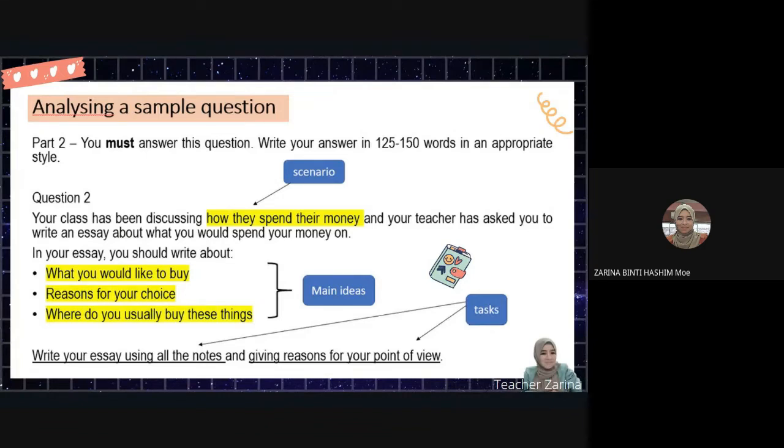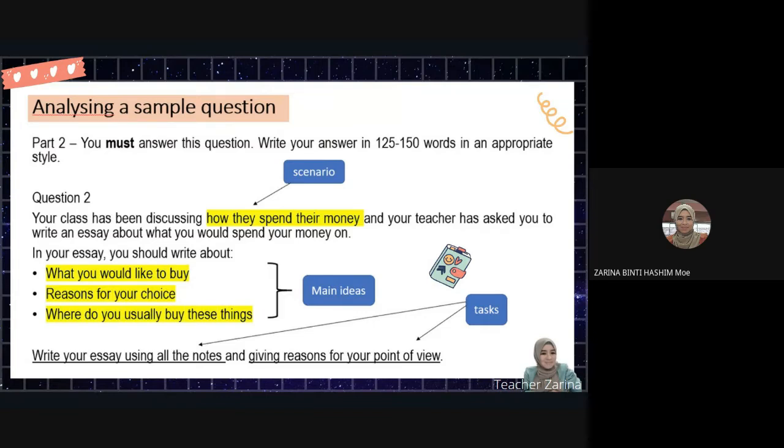Next paragraph or next line. In your essay, you should write about, this is very important. Just like in part 1 just now, the 3 questions. For part 2, they might be asking only 2 questions. It is up to the question. Either 2 or 3, but you still have to underline or highlight the main ideas. So the first one is what you would like to buy. I mean, what you want to buy with your money that you have. So you have to mention the things that you want to buy.